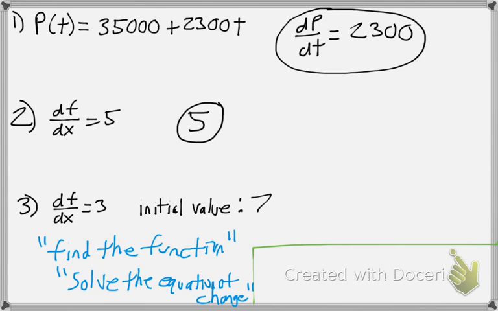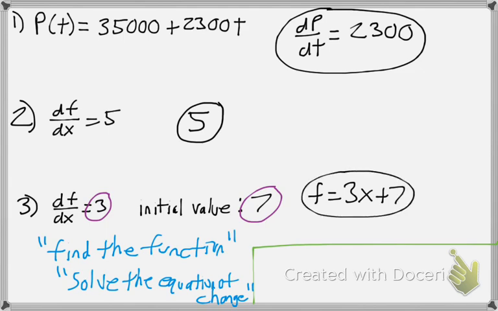So if my slope is 3 and my initial value is 7, then I can make a linear function out of this. So f is equal to 3x plus 7. So my slope and my y-intercept are there.